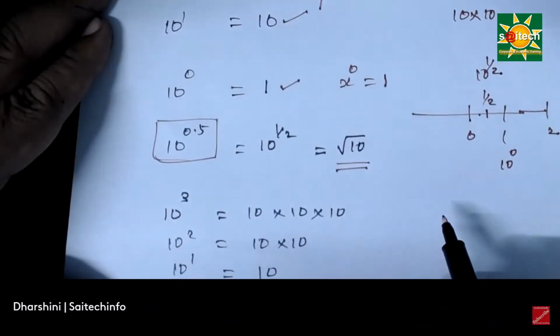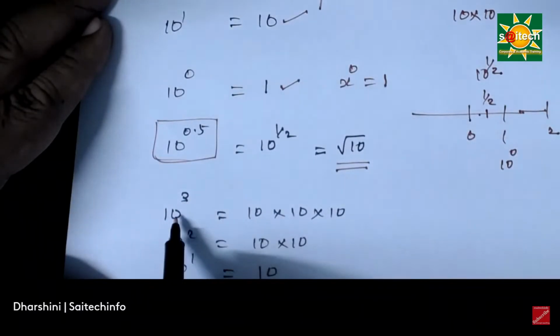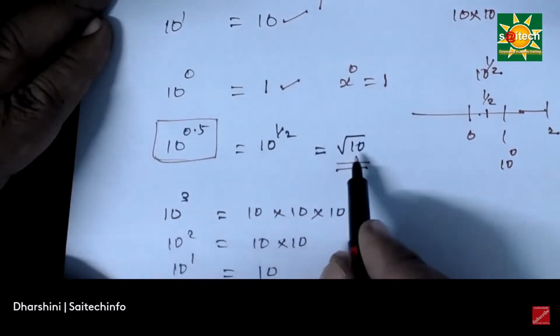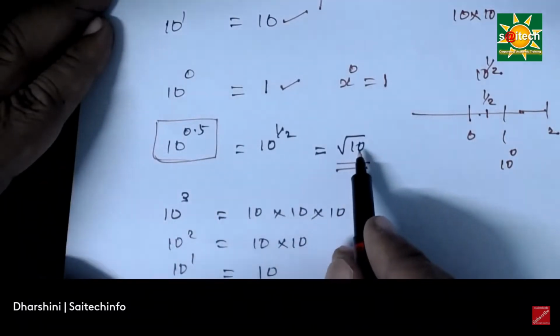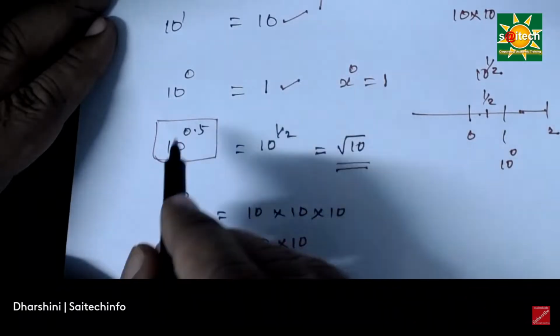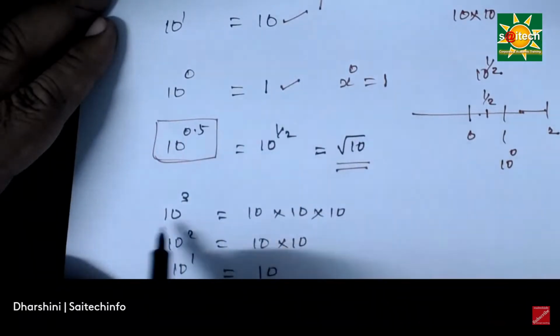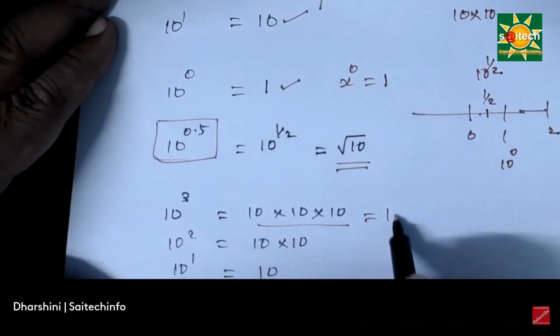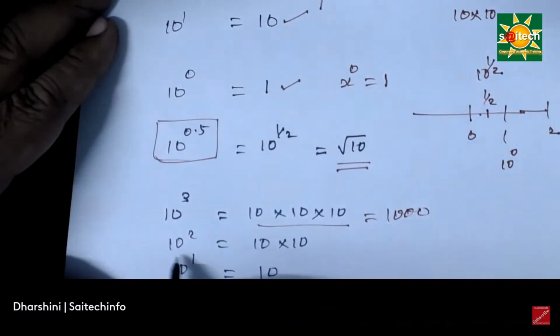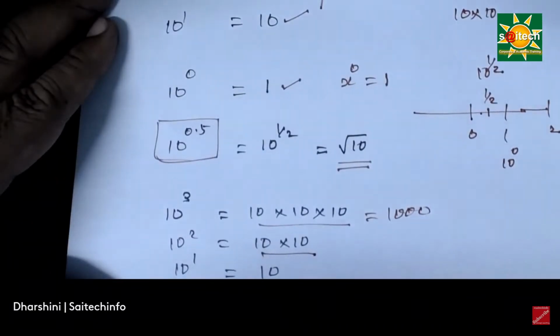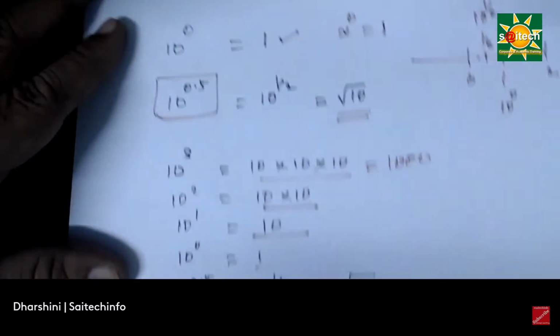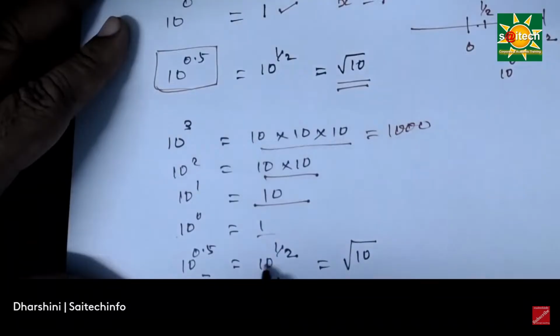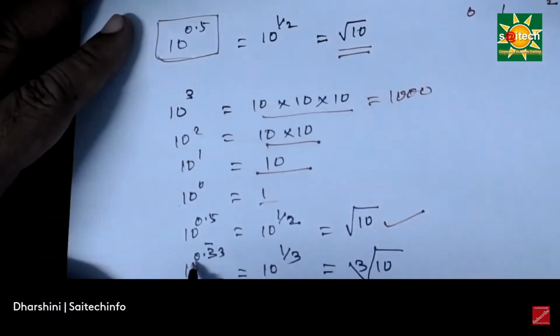Right. Now you look at this. In this case, what can be taken as a root so that we can get the result as 10? For example, 10 cubed, 3 times, so that you are able to get 1000. 10 squared, 10 into 10, 10 power 1, 10 power 0, 10 power 0.5 means 10 power 1 by 2, which is nothing but root 10. But what about this 10 power 0.3333, 3 bar?